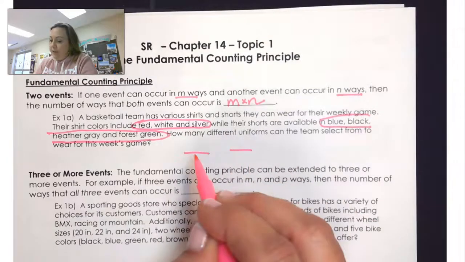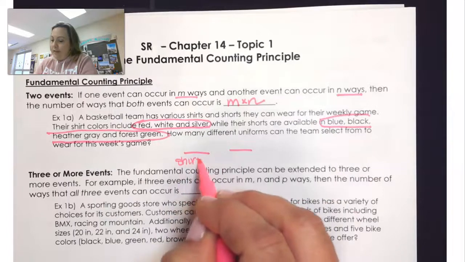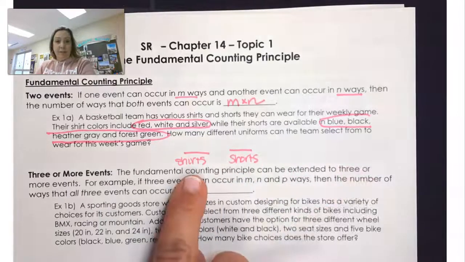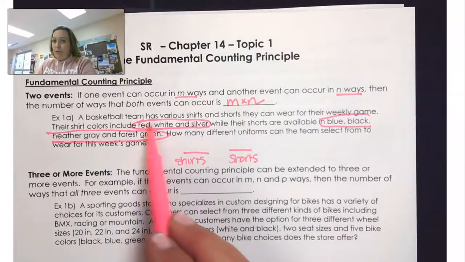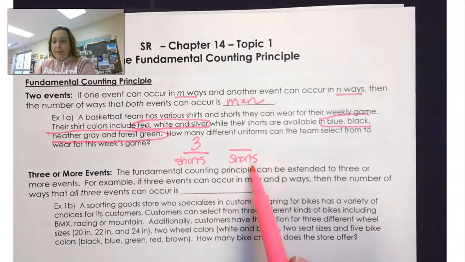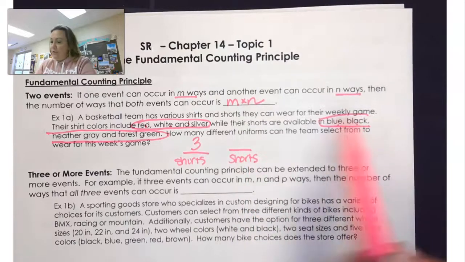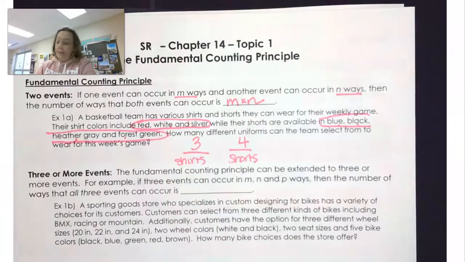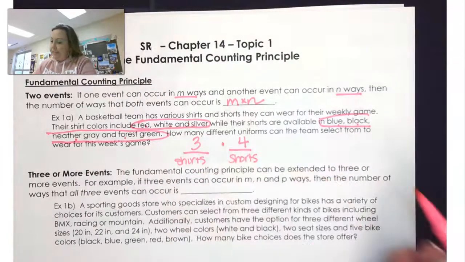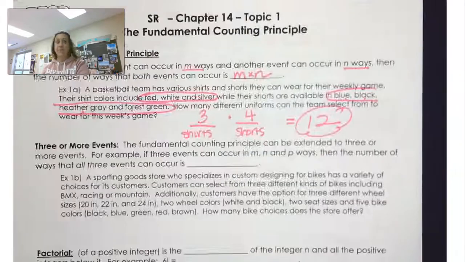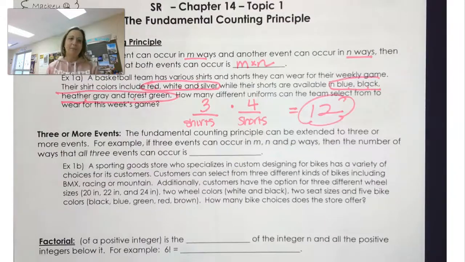Well, we have two things we're looking at, shirts and shorts. How many different shirt options do we have? 1, 2, 3. How many different short options do we have? 1, 2, 3, 4. So all we do is multiply 3 times 4. So we have 12 different options. That's the fundamental counting principle.